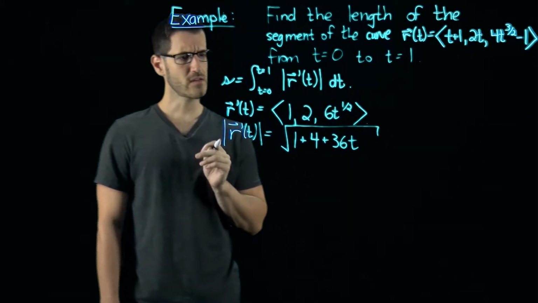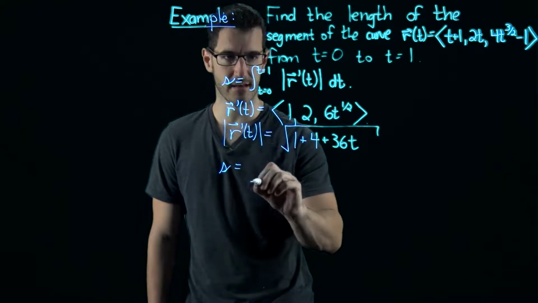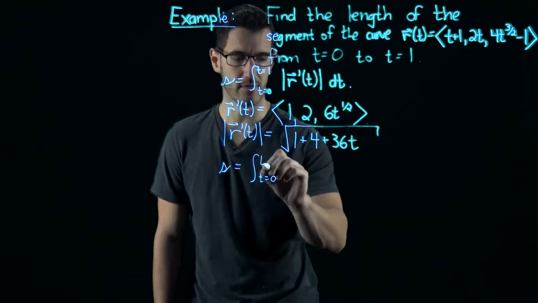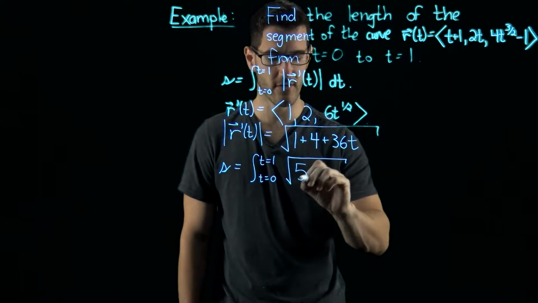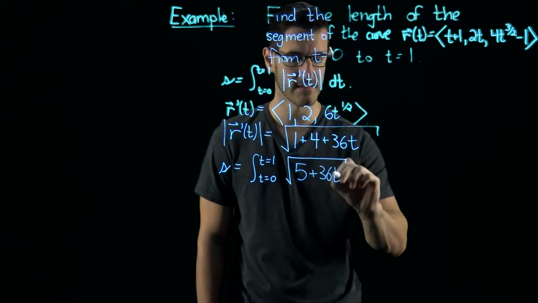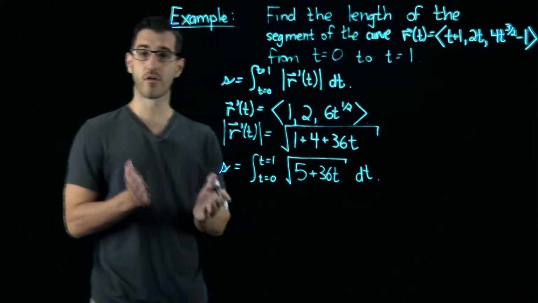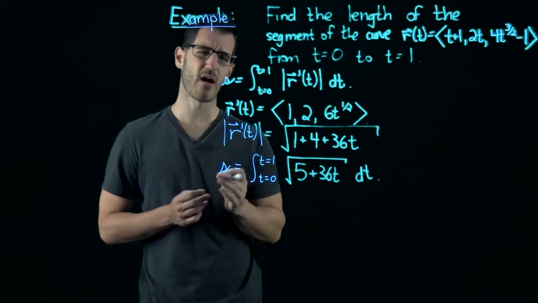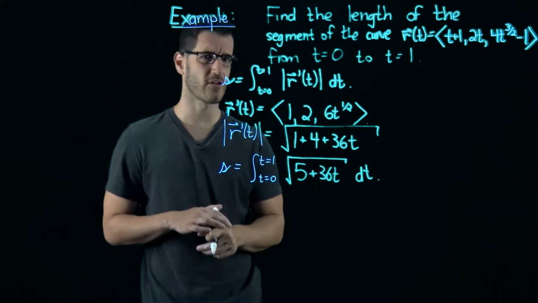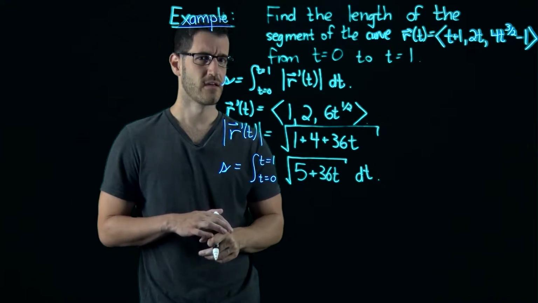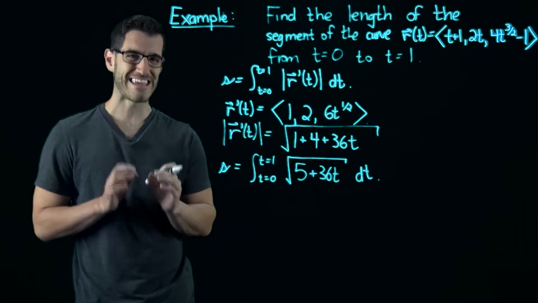Okay. So if we take a second to clean this up when we write it in the integral, 1 plus 4 is pretty clearly 5. What we have to do is integrate the square root of 5 plus 36t dt. And just as a little comment, this magnitude of r prime of t hides within it a square root. So when you're doing these problems, you have to integrate square roots, which can be downright unpleasant to impossible. But this particular expression isn't too bad.